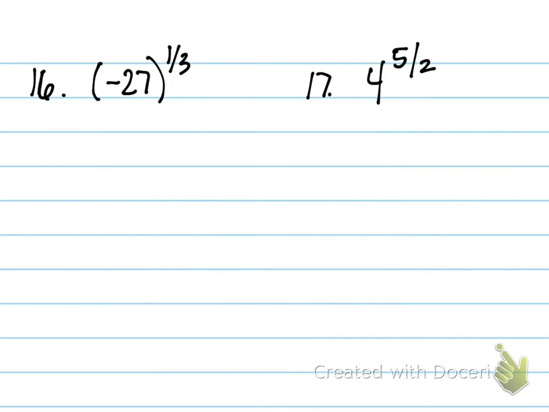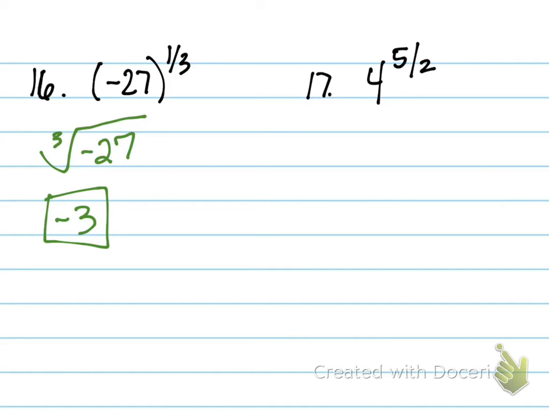For number 16, this is saying the same thing as the cube root of negative 27. If you have a cube root and it's negative, that is okay. You don't have to pull the i's out or anything like that. We're not talking about imaginary numbers unless this were a square root. But if you had an odd root, it's okay to have a negative inside the radical. And so the answer to that is just a negative 3.